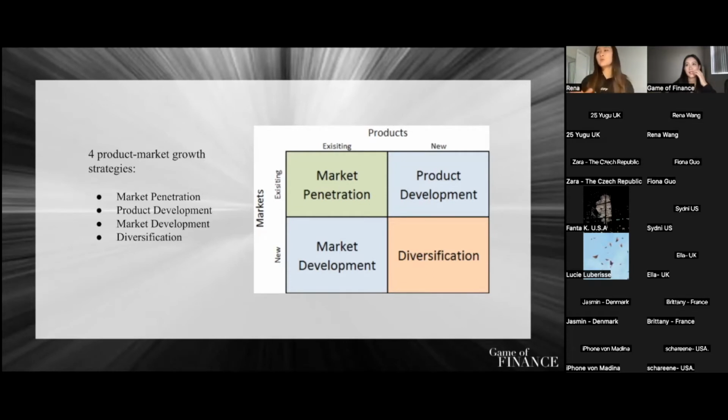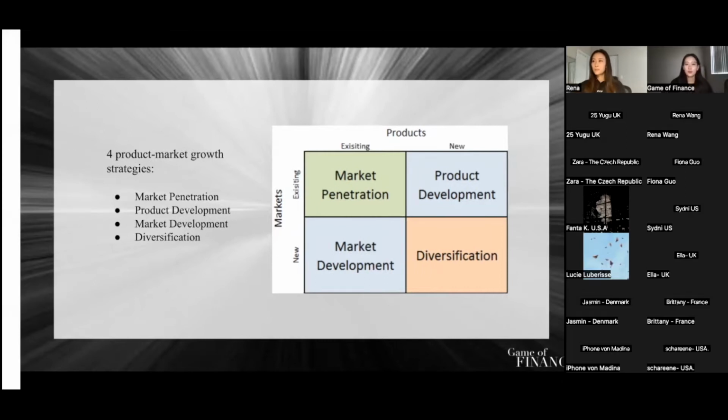This tool is very, very heavily used in a market development team or product development team. Okay, so right now we're just going to go through each one of them. So there's market penetration, product development, market development, and diversification. All these 4 play a really important factor in business management.